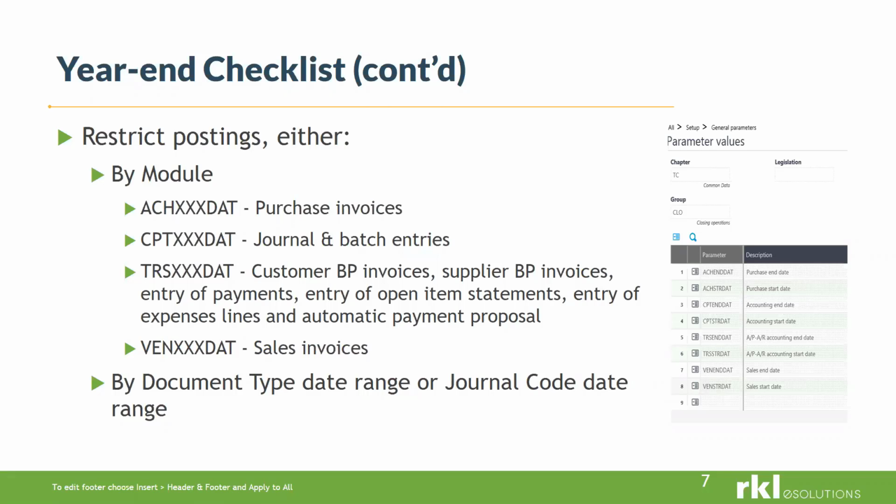In addition to being able to enforce those restrictions at the module level, you can also enforce some restrictions based on the document type date range by setting the validity date, or at the journal code level by setting the journal code to deactivated or by using journal code access codes.